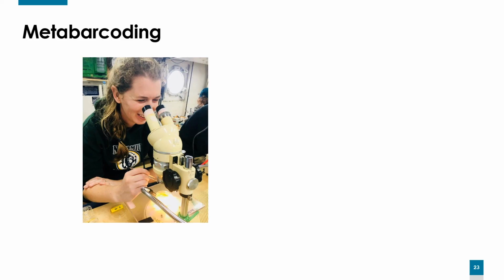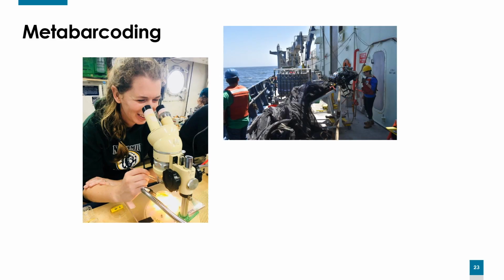And DNA analysis allows her to work with other scientists that are doing sample collections in different parts of the ocean and compare and see what the diversity looks like. And so here we have her looking at, they're getting the mock nest set up for deployment.